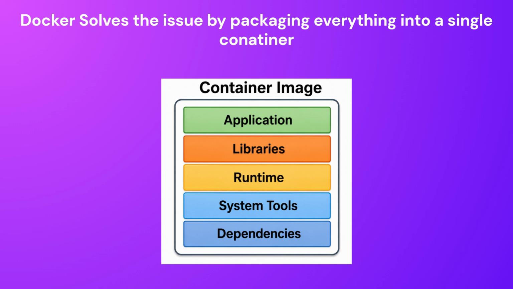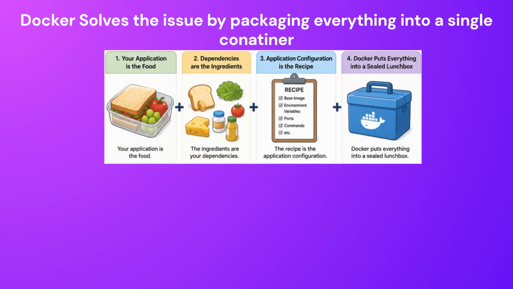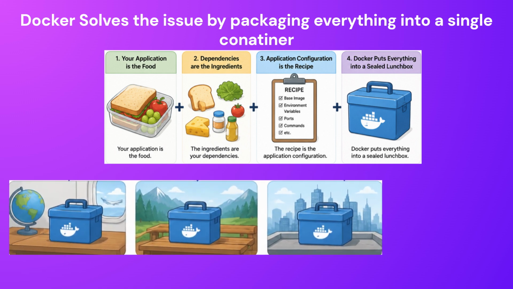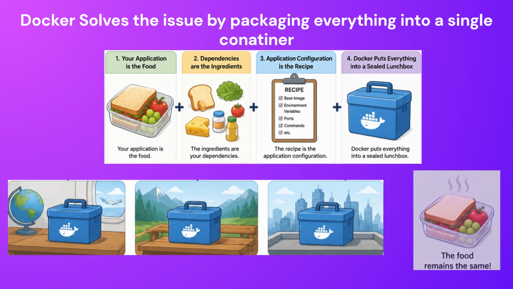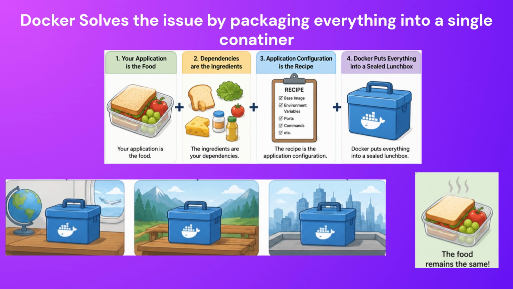A simple way to understand Docker is through a real-time example. Imagine your application is the food. The ingredients are your dependencies, and the recipe to prepare the food is the application configuration. So Docker puts everything into a sealed lunchbox. Wherever you carry that lunchbox, the food remains the same, right? So that lunchbox is called a Docker container.